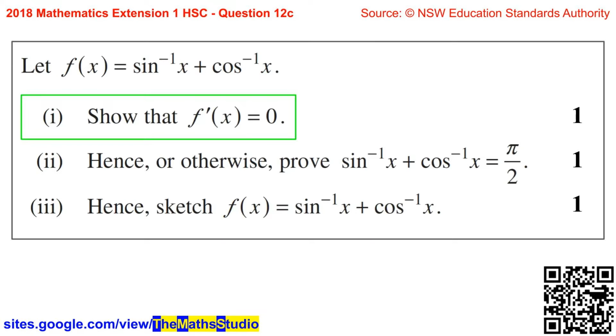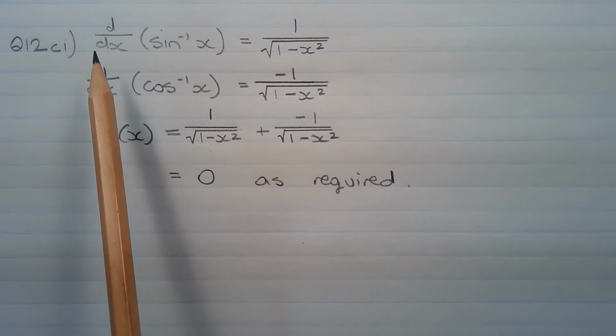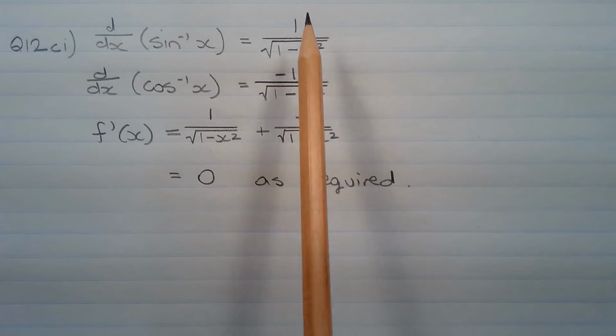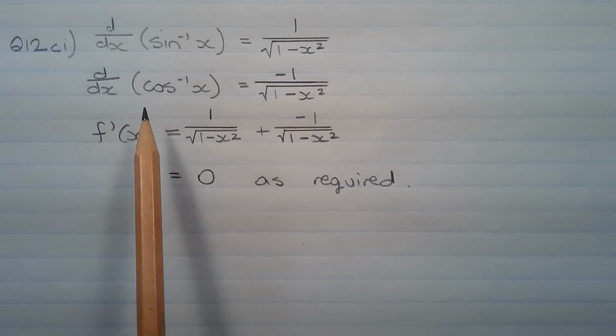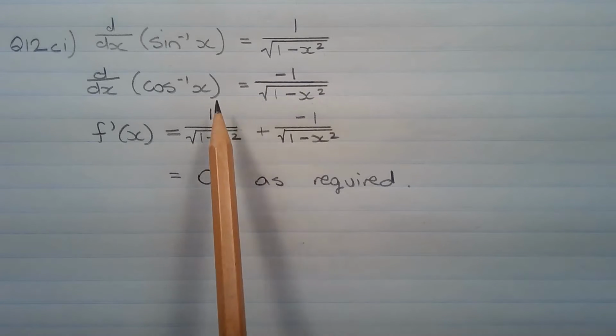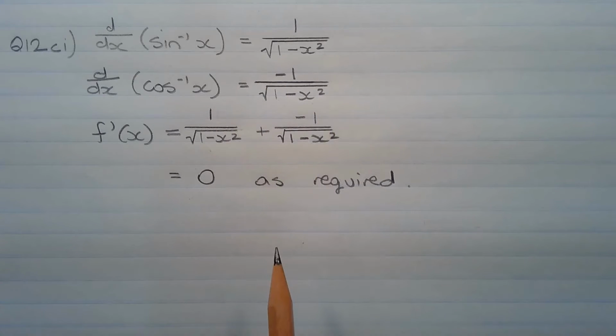Question 12c. Let f of x equal inverse sine x plus inverse cos x. Part 1. Show that f dash of x equals 0. The first derivative of inverse sine x equals 1 over the square root of 1 minus x squared. The first derivative of inverse cos x equals negative 1 over the square root of 1 minus x squared.